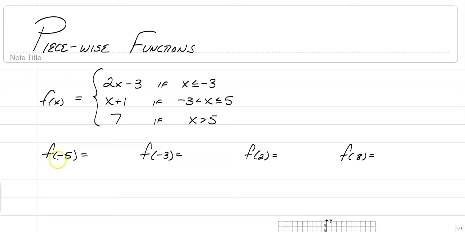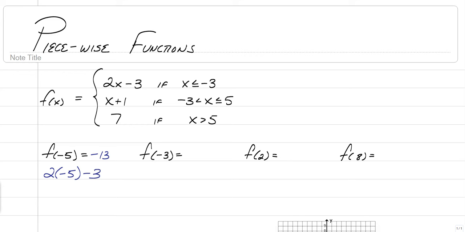If we were going to evaluate f of negative 5, that means we want to know what this function's value is when x is negative 5. So the first thing you need to do is go find which one of these three functions you're going to substitute the negative 5 in. So is negative 5 less than or equal to negative 3? The answer is yes. So you're going to substitute the negative 5 into the first of the three functions. So we have negative 10 minus 3, so f of negative 5 is negative 13. Okay, that is the value at that time.